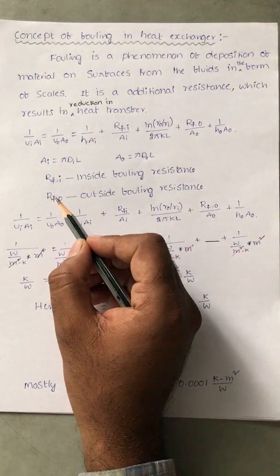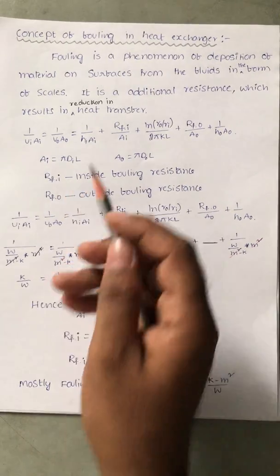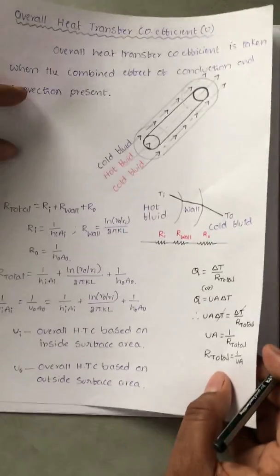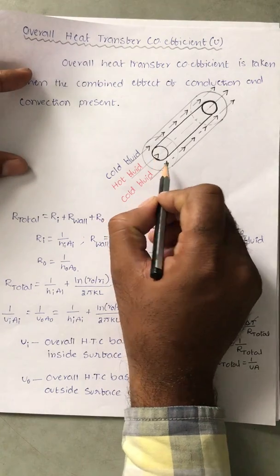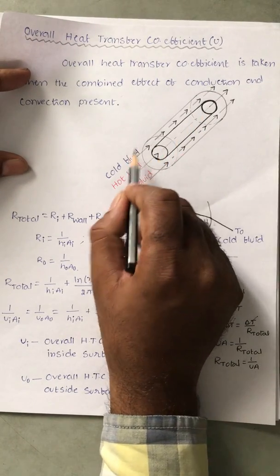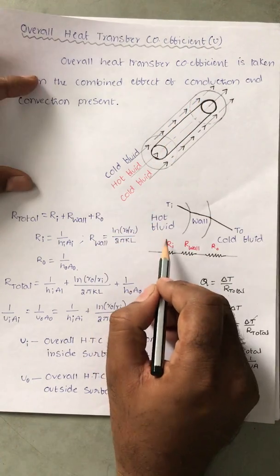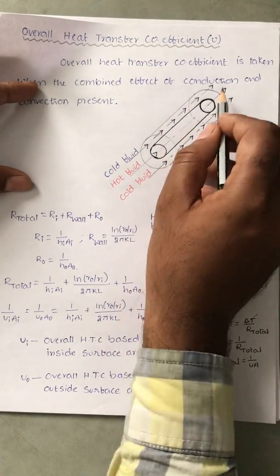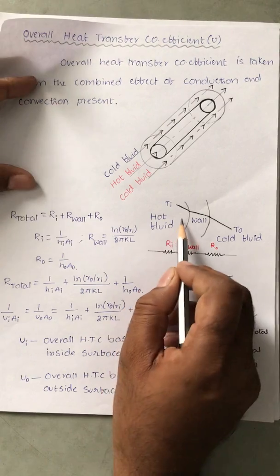So in the earlier class we have taken one example for overall heat transfer coefficient. So this is the double pipe heat exchanger. One hot fluid is flowing, and outside there is a cold fluid flowing in this larger pipe. Both are in the same direction, parallel flow arrangement, hot fluid.